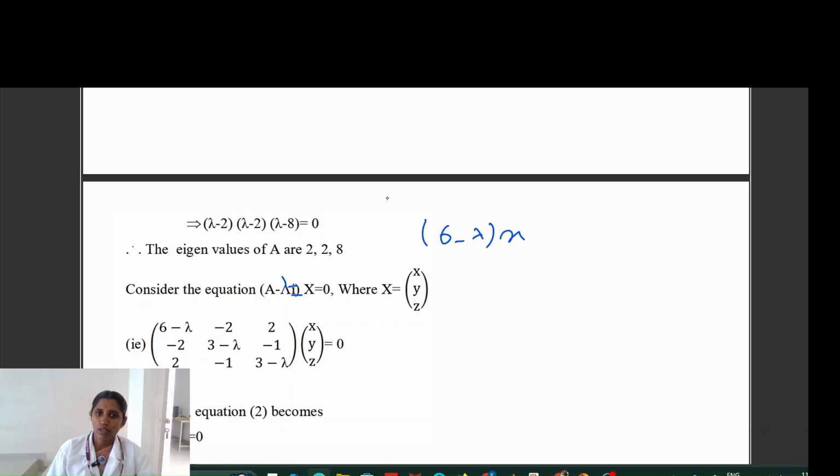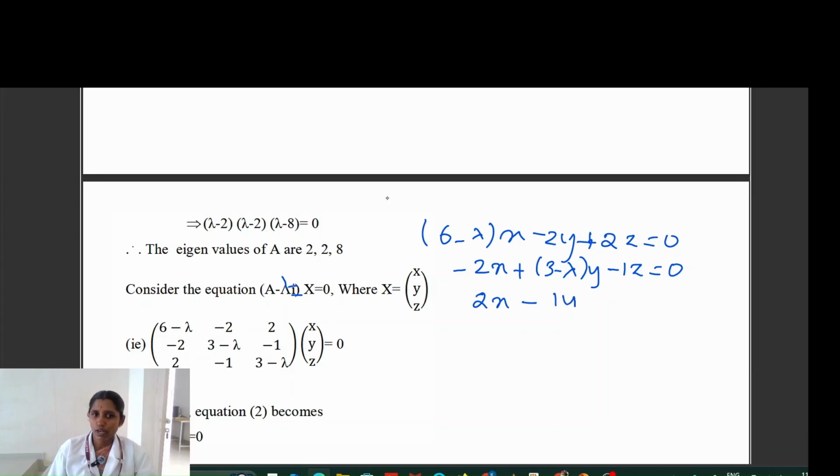So minus 2 into y, minus 2y, then plus 2z equal to 0. Next, minus 2 into x. So minus 2x plus 3 minus lambda into y minus 1z equal to 0. Then 2x minus 1y plus 3 minus lambda into z equal to 0. Using this equation and substituting the values of lambda, that is 2, 2, 8, we find the eigenvectors x1, x2, x3.